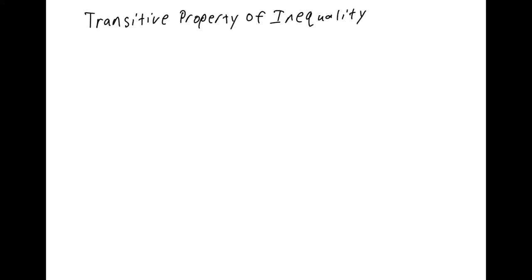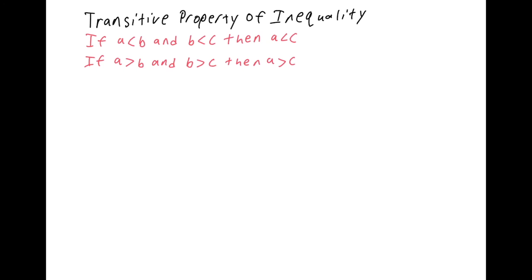Alright, so two more properties. First is the transitive property of inequality, which says if a is less than b and b is less than c, then a is less than c. Also, if a is greater than b and b is greater than c, then a is greater than c. So this is just like the transitive property of equality, but with inequalities.